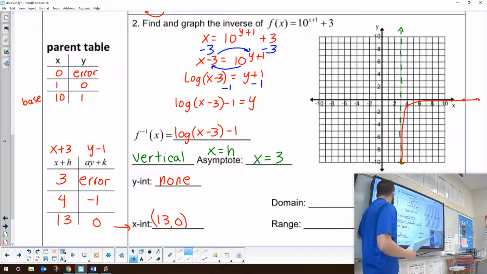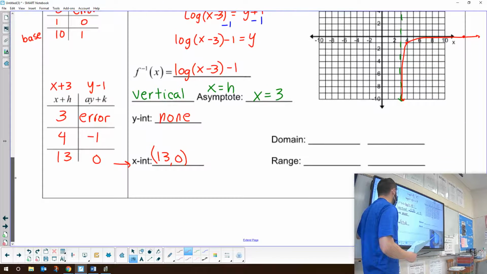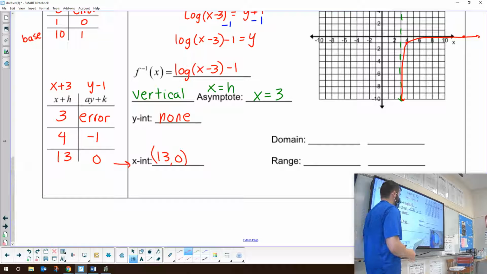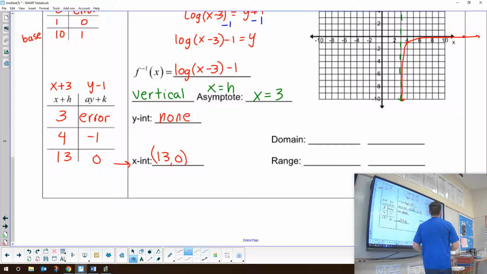So there you go. Our last two little things, our domain and our range. My domain is only going to be greater than my asymptote. So on a logarithmic, your vertical asymptote and your domain are connected.